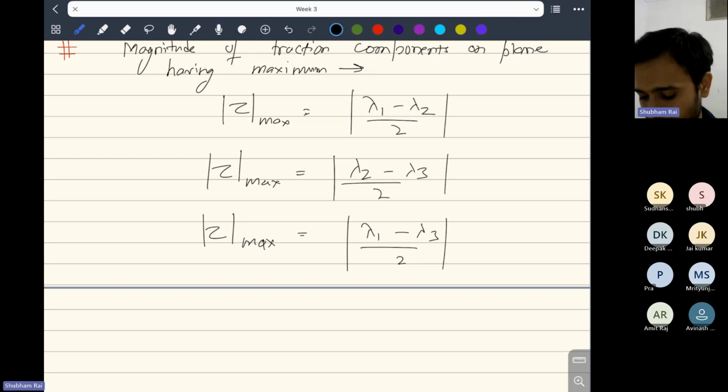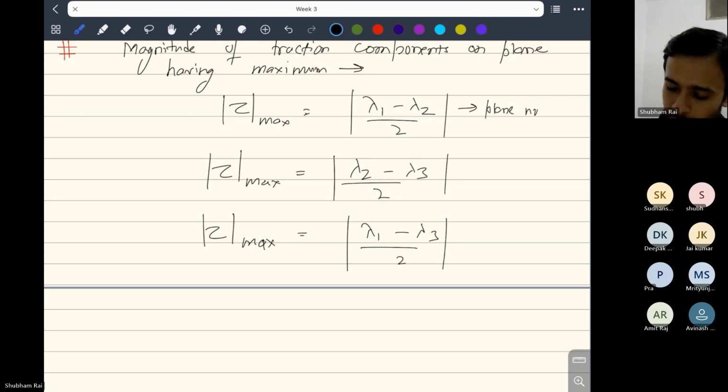So this is how you calculate maximum shear stress on three different planes. This is a plane having plane normal perpendicular to the third principal direction. Similarly, this has a plane normal perpendicular to the first principal direction. Similarly, this has a plane normal perpendicular to the second principal direction.